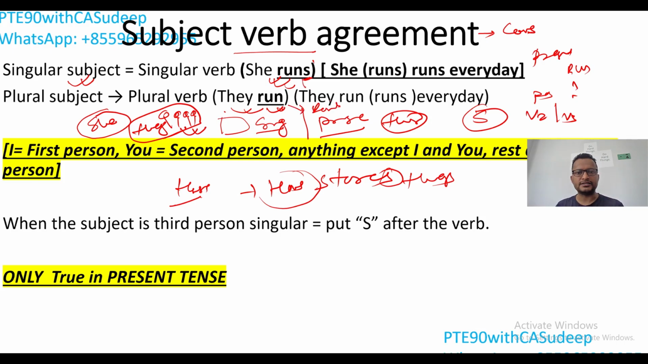So what you need to understand is this is only true in the present tense, and in the present tense, if the third person is singular, put s after the verb. If not, then you don't need to put s. That's the only concept, guys. Remember, this is only true in the present tense, and the noun should be singular. So that third person noun should be singular. What is third person? Anything except I and you is third person. Okay, so this is the concept.